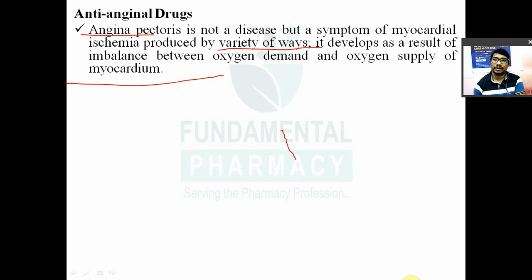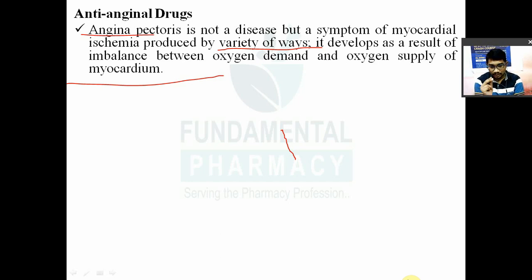Due to exercise, due to increased workload, your heart is also beating fast, so your heart is also working fast. Now there is an increased demand of oxygen to your heart, but as I have coronary arteriosclerosis, there is less blood supply to my heart. So at that time demand is increased and supply is less. So there is absolute imbalance between demand and supply.